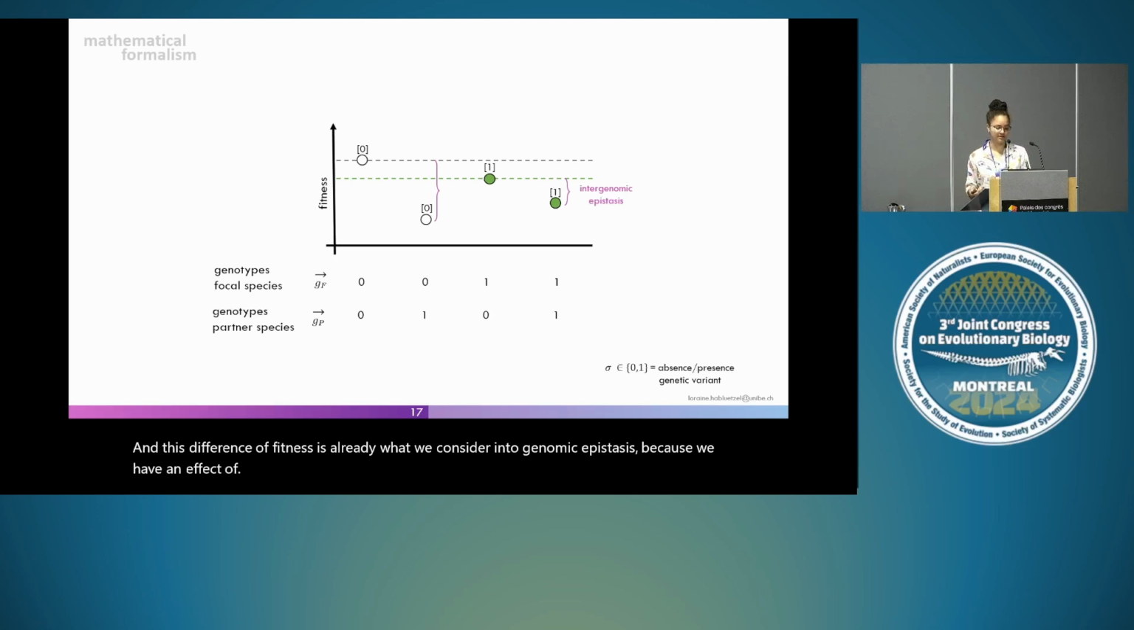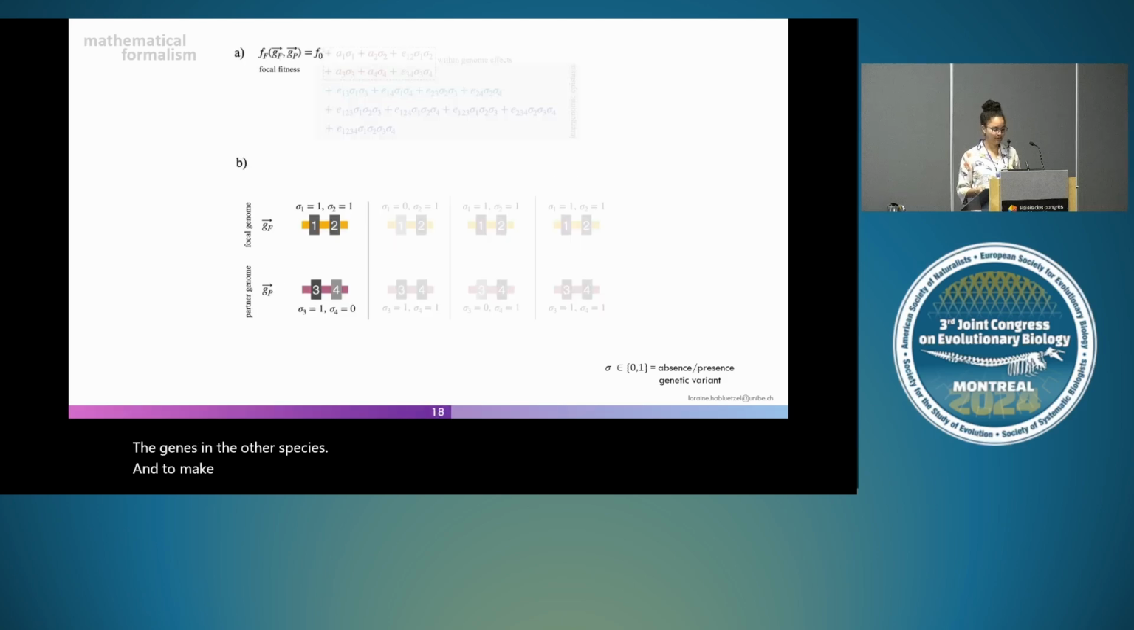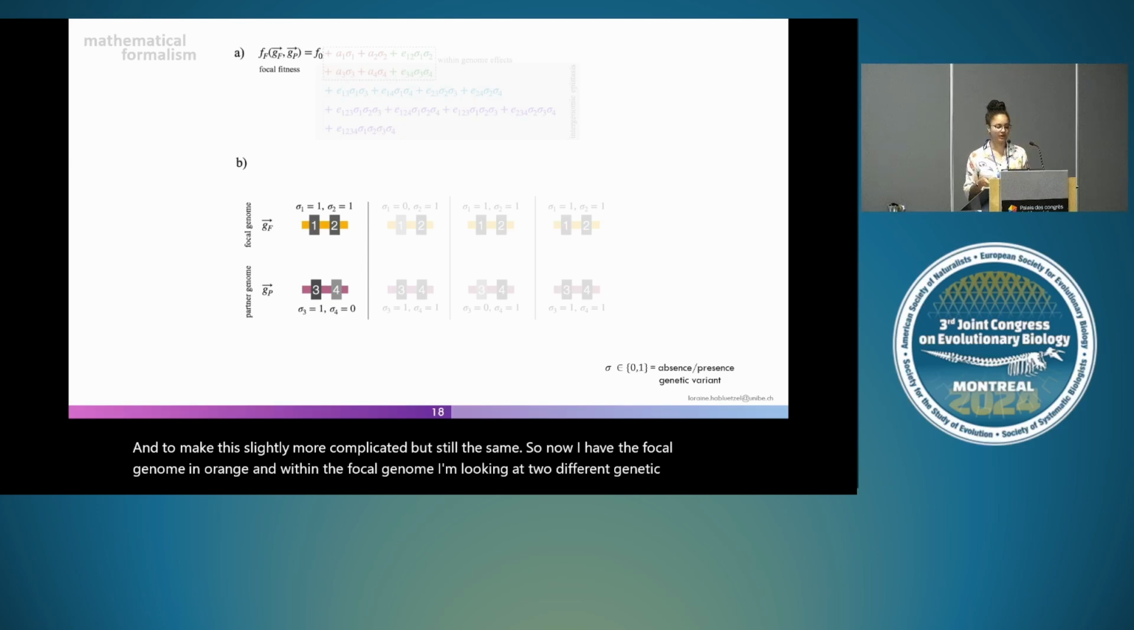And this difference of fitness is already what we consider endogenomic epistasis, because we have an effect of the genes in the other species. And to make this slightly more complicated, but still the same, so now I have the focal genome in orange, and within the focal genome, I'm looking at two different genetic sites, so 1 and 2. And then I have a single partner genome with sites 3 and 4 in purple.